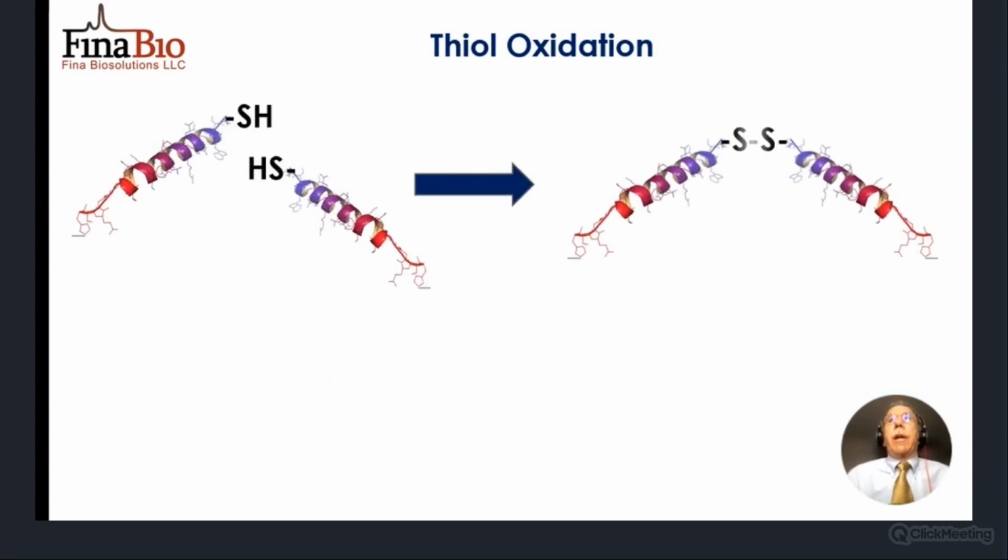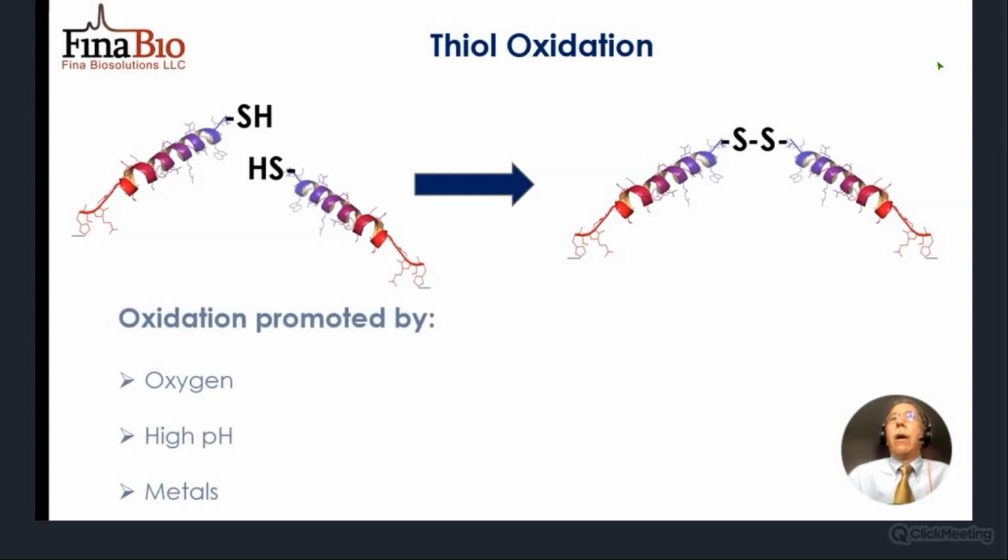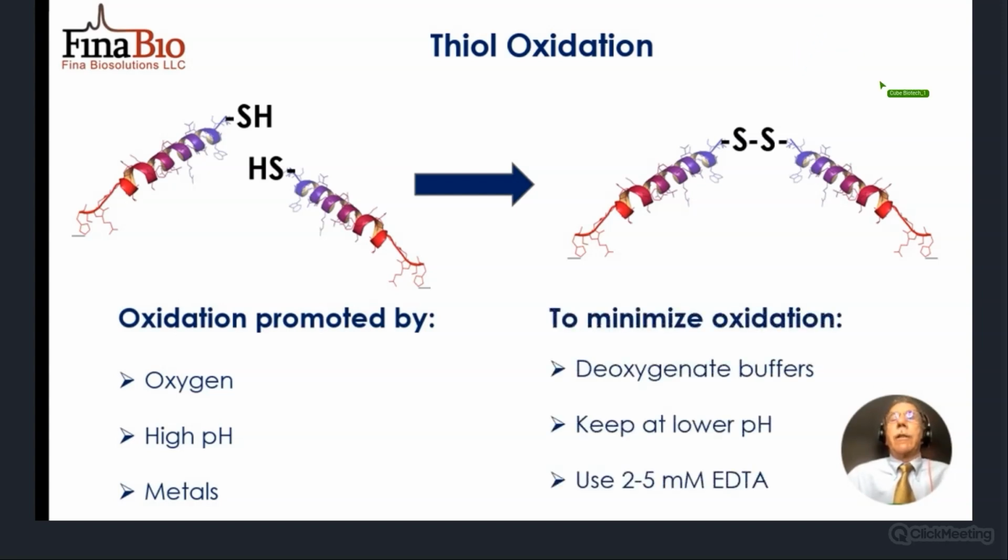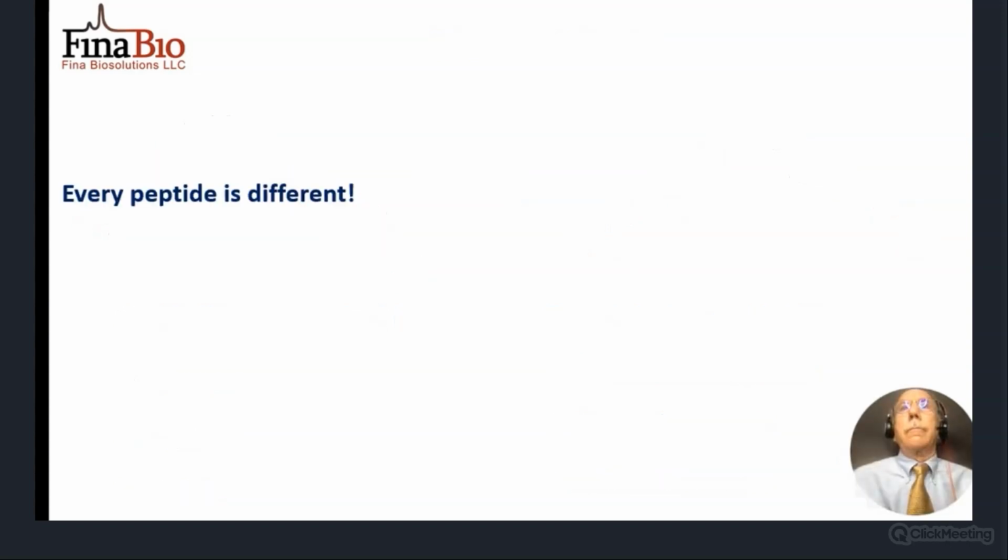You should keep in mind that thiols will oxidize, forming a SS or disulfide bond. Oxidation is promoted by oxygen, of course, high pH, and metals. And to counteract that, you want to deoxygenate your buffers. Try to keep a lower pH, and I highly recommend the use of 2 to 5 millimolar EDTA to minimize metal oxidation.